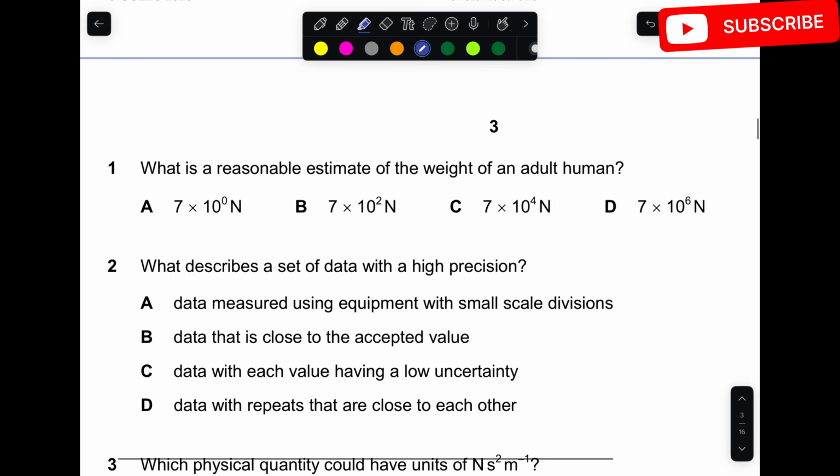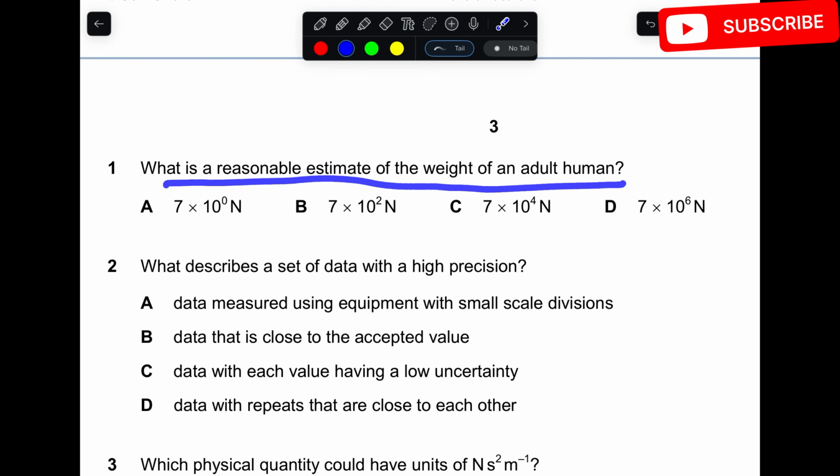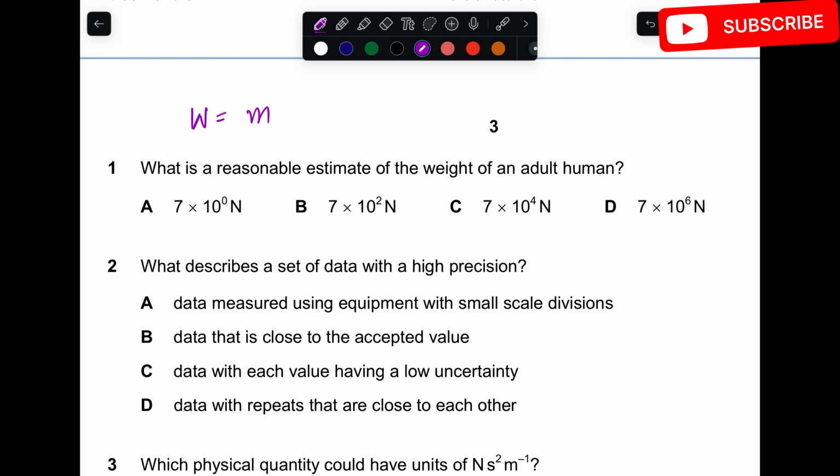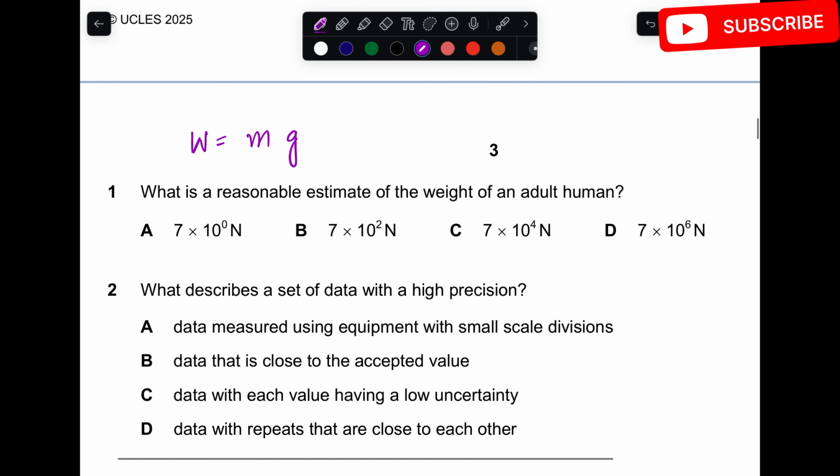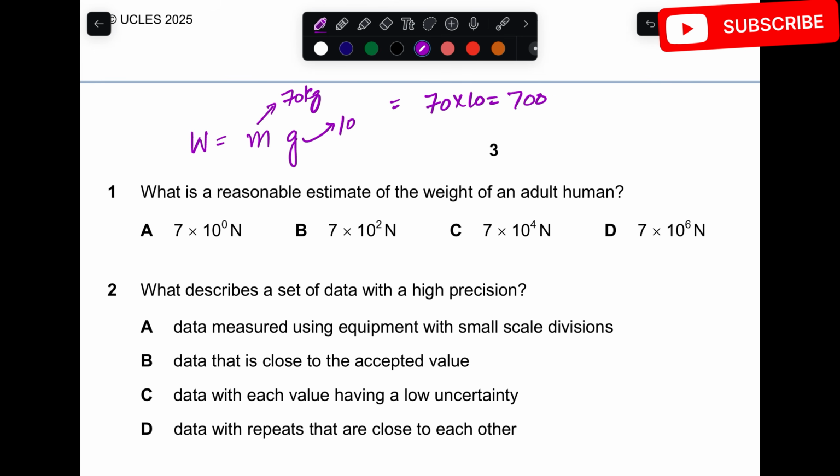In first question, the examiner is asking us what is the reasonable estimate of the weight of an adult? Okay, so weight W is equal to mg, and if we estimate the reasonable mass for an adult, it is 70 kg, and for estimation you can take g equals to 10 or you can even take 9.81. So it is 70 times 10, that will give you 700 newtons. Okay, so it can be written as 7 into 10 raised to power 2. It's option B that is correct.